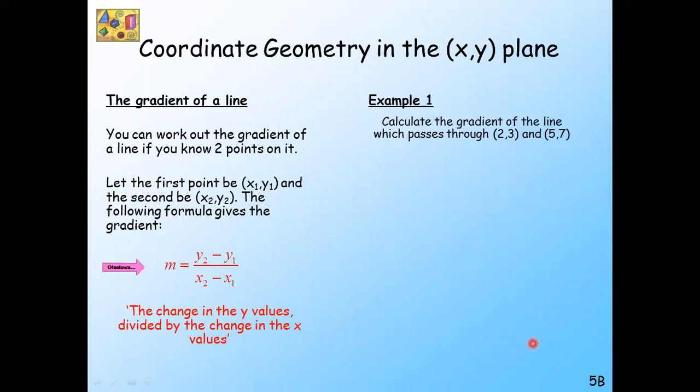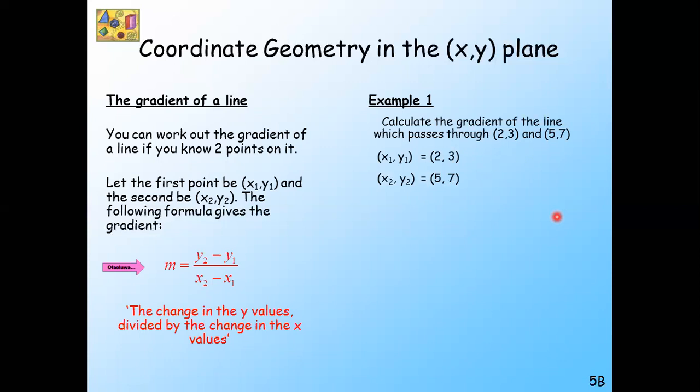Now, the first example we'll be looking at says calculate the gradient of the line which passes through 2, 3 and 5, 7. The first thing you would do is to indicate which of these points you'll be calling your x1, y1 or your x2, y2. That is very important. That's the first thing you should do. So in my own case, my x1, y1 is going to be my 2, comma 3, as you can see, and my x2, y2 will be my 5, comma 7.